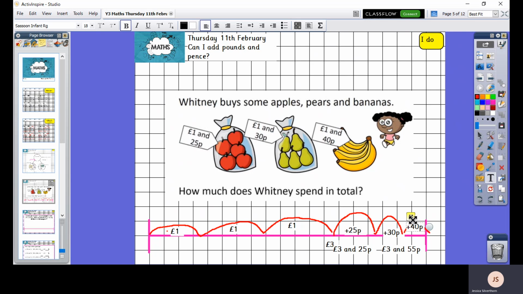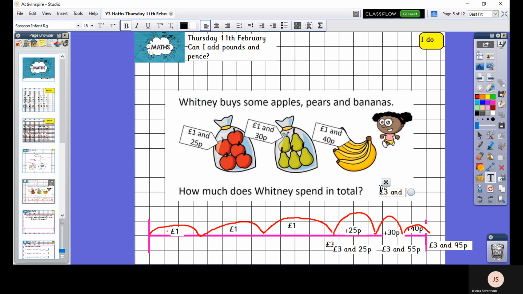So 55 pence plus 40 pence. So let's work that out. So 55, I want to add on 4 tens. So 55, 65, 75, 85, 95. So that gives me an answer there of £3. Oh, I didn't do the £3 and 95 pence. Okay, so altogether, Whitney has spent £3 and 95 pence.